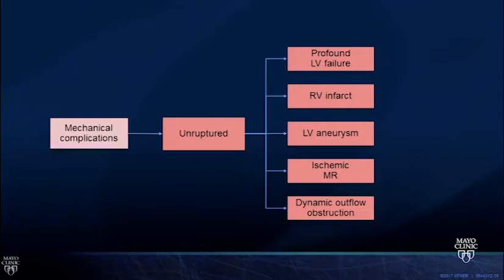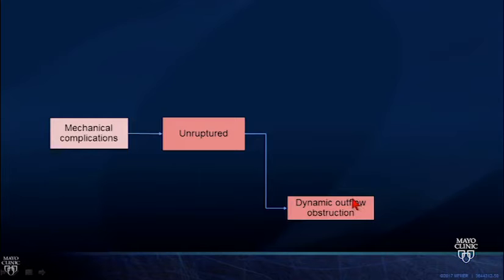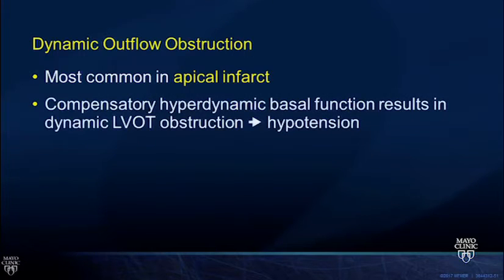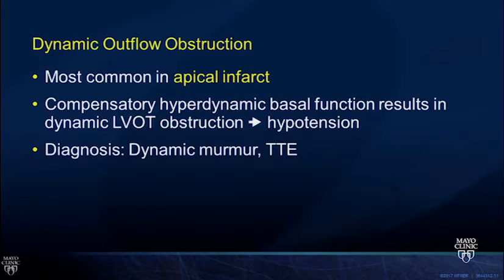The last unruptured complication is that of dynamic outflow tract obstruction. And this is something near and dear to my heart because I work a lot in the hypertrophic cardiomyopathy clinic, and some of the hemodynamics for this are very similar. This usually occurs in the setting of an apical infarct, and in order to make up for that apical akinesis, the basal myocardium becomes quite hyperdynamic, and that results in dynamic outflow tract obstruction. You have less blood moving out the outflow tract, so you get hypotension, and you can get a murmur and diagnosis with echocardiogram.